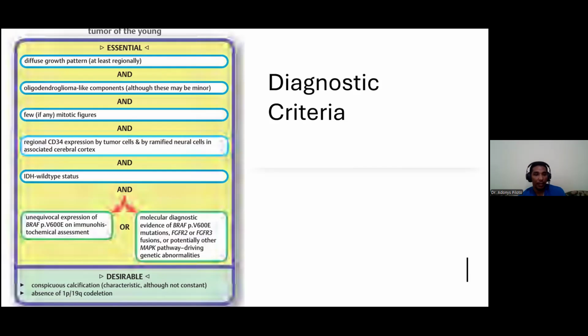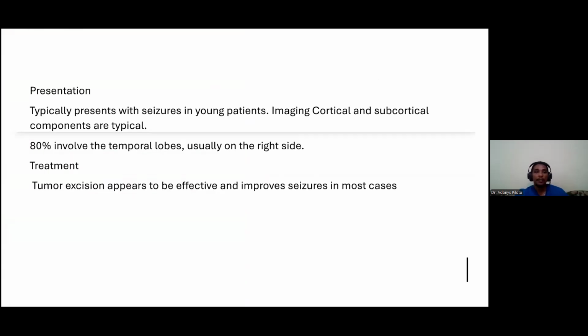Desirable are copious calcification, characteristic but not constant, and absence of 1p/19q codeletion. Patients typically present with seizures at a young age, and cortical and subcortical components are typical. 80% involve the temporal lobe, usually on the right side. Tumor excision appears to be effective and improves seizures in most cases.